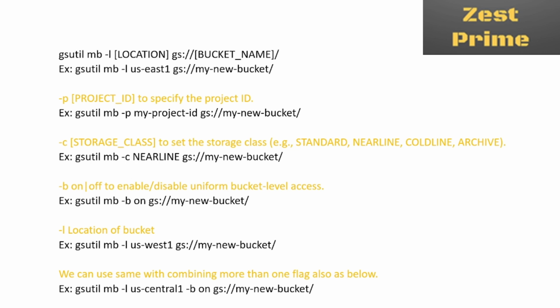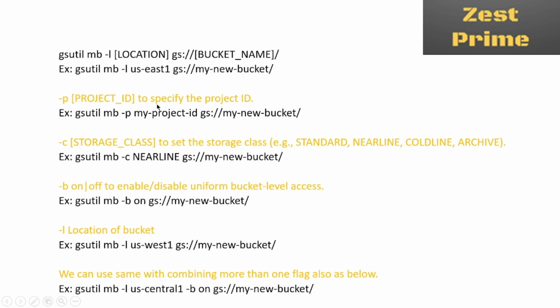If you want to create it in US East one, or in different locations, you can give the location. In this case, we'll try to create in US East one, followed by gs colon double slash and the bucket name. You can give the unique bucket name which you want to create. So this is one of the simple syntaxes, with hyphen l for the location.